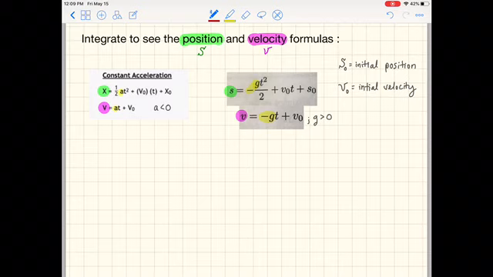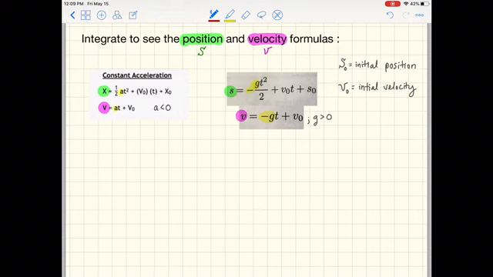So I wanted to make sure I mentioned one of my favorite topics that I do at the end of the year. You see these formulas on physics worksheets, and I just wanted you to really appreciate where they come from.